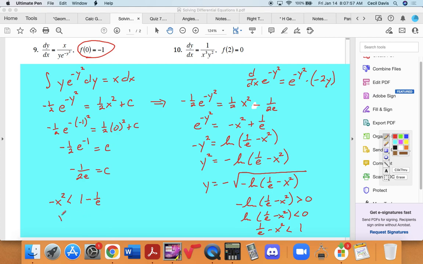Multiply through by a negative again. This is kind of ugly. X squared's got to be greater than 1 over e minus 1. So x has to be, and this is where it gets kind of hinky again. You're like, okay, well, it could be that x is greater than the square root of 1 over e minus 1. But it could also be less than the negative square root. I think that's how that works.